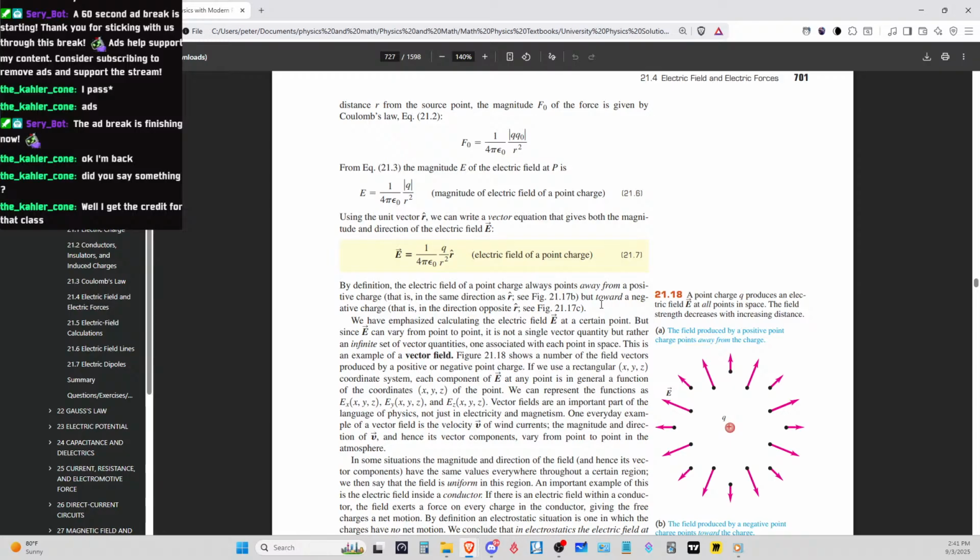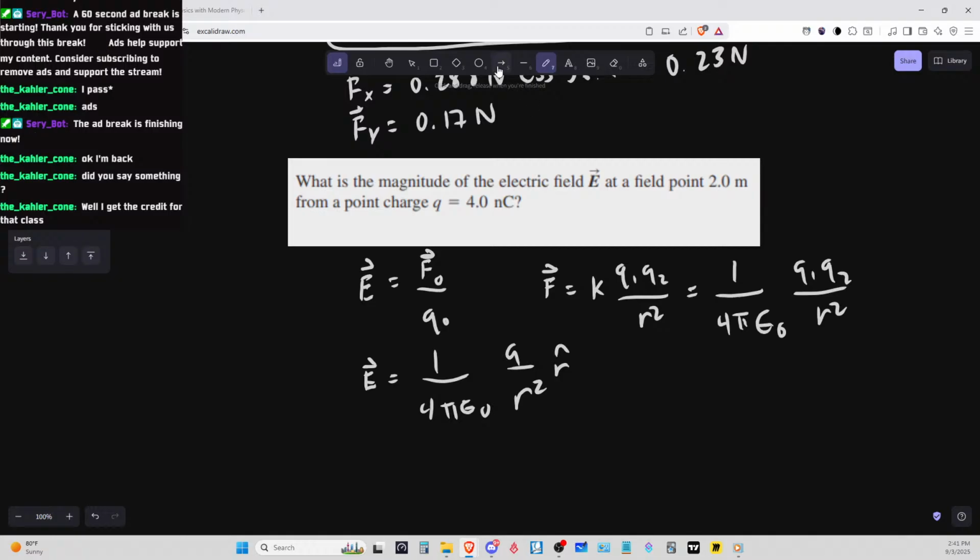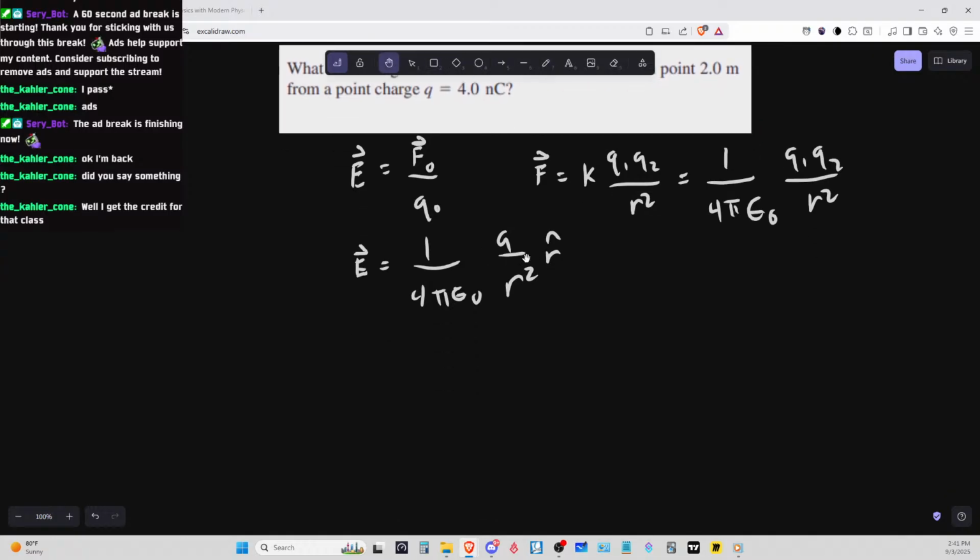By definition, the electric field of a point charge always points away from the positive charge, that is, in the same direction as r hat. But toward the negative charge, that is the direction opposite of r hat. So I'm guessing whenever we do a negative charge, we have to put a negative sign in front. Yeah, I think that makes sense, because when we have a negative charge, it basically gives us a positive result on how much force there is on the negative charge.